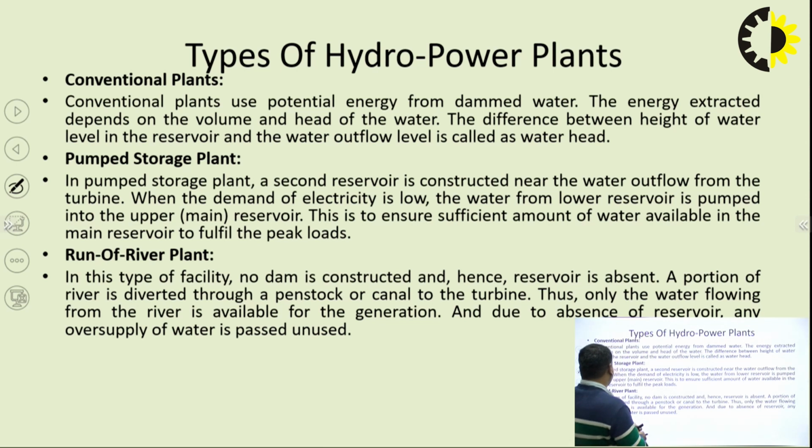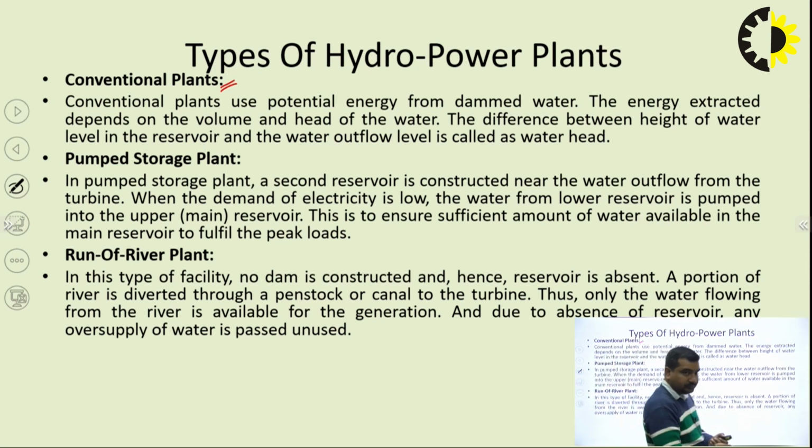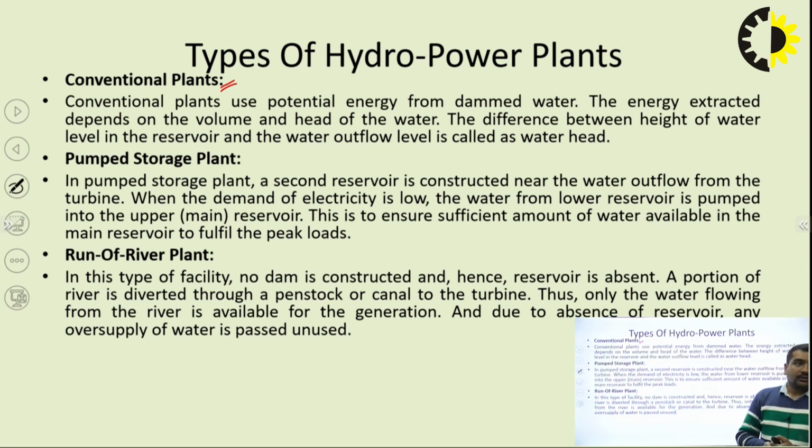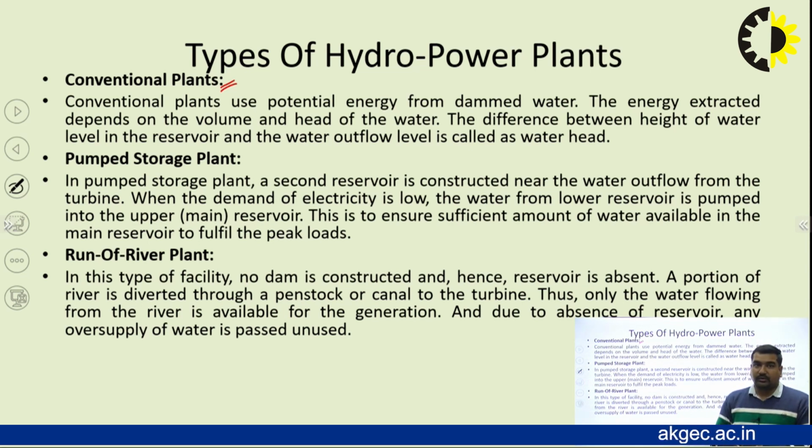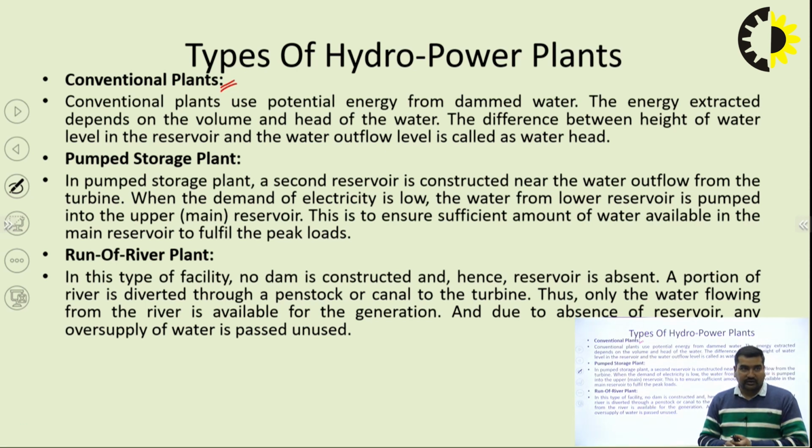Types of hydropower plants. First we discuss the conventional plants. What are the conventional plants? Conventional plants use potential energy from dammed water. This means the hydro plant has a dam, okay, and the energy extracted depends on the volume and head of the water. How much head of water is there, or what is the volume of the water.